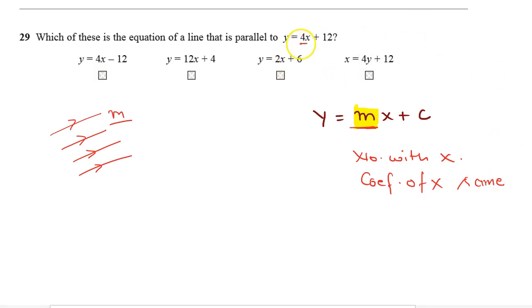Now here, what is the coefficient of x? M is equal to 4. M is the number with x. With x there is only one number. With x we have 2. With x we have 12. With x we have 4. So this one is also the same slope as this one. So the answer will be y is equal to 4x minus 12. Both have the same slope, 4.